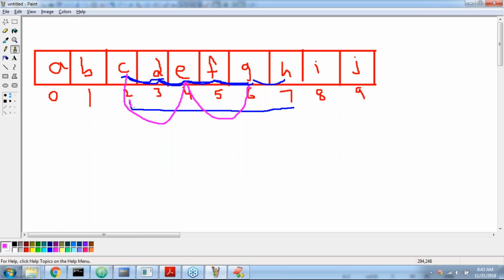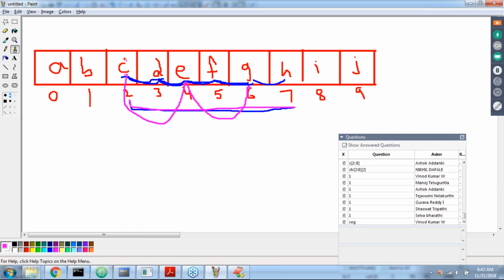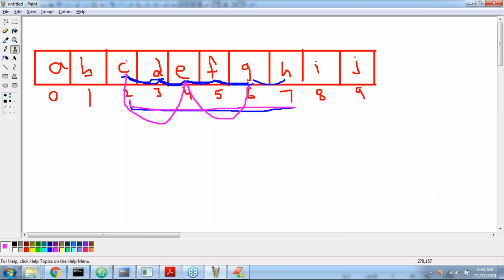So 2 to 7 means this is the range. Every second character means from here. Have you observed? After considering C, consider E. After considering E, consider G. After that, every second character would mean I, but that is not in the range. That's why we get C, E, and then G. C, E, G is the answer we have to get.